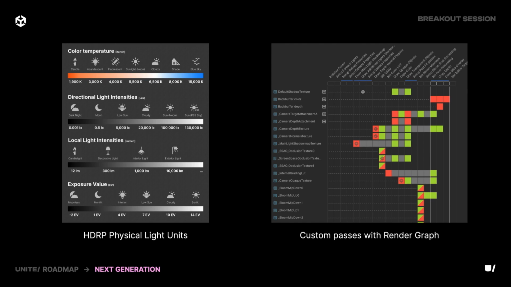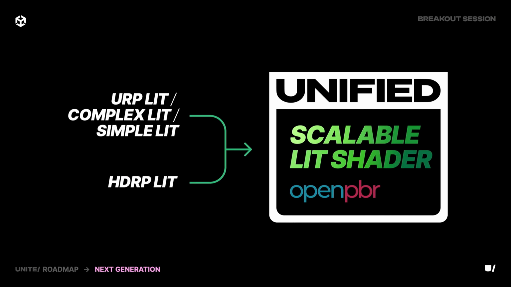So for example, you'll be able to author with either physical light units like you do in HDRP or luminance values like you do in URP. You'll be able to customize rendering with the render graph just like you do in URP today. So really, we're cherry-picking the best tooling that we've made for these render pipelines the last few years. And that means if you're already used to some of the conventions of SRP, you'll be prepared for that next generation. And when unifying, we're also standardizing.